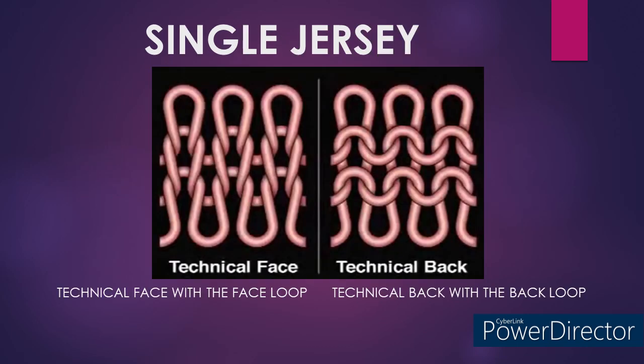Single jersey. The plain knit is also known as single knit or single jersey. This is the simplest and most basic fabric structure. Fabrics of this type have all loops drawn to one side of the fabric and are easily recognized by the fact that the smooth side is the face while the back has a textured and mottled appearance. The image on the left is the technical face of the single jersey fabric and the image on the right is the technical back of the single jersey fabric.